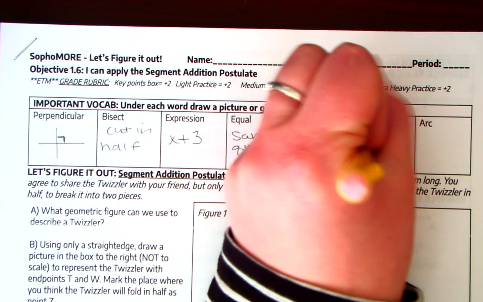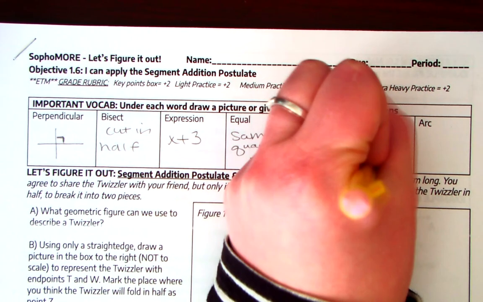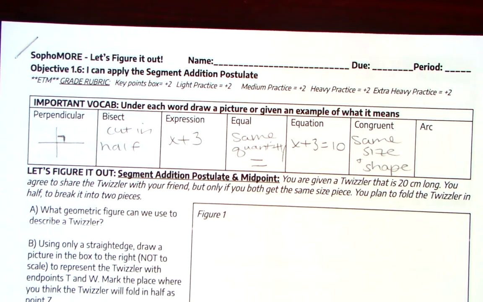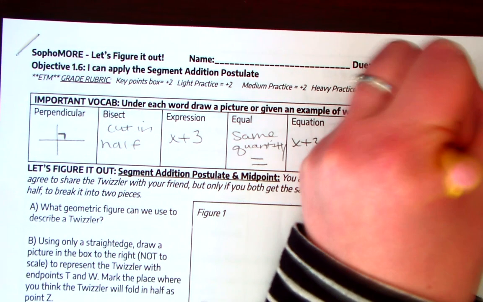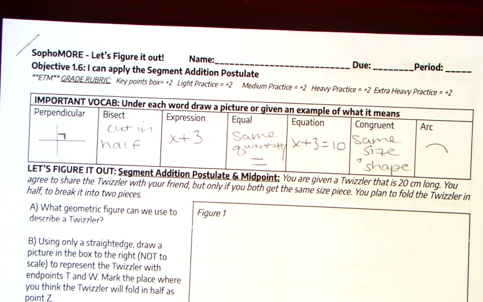Congruent means same size and shape. So it's when we're talking about things being the same in size and shape versus quantity. And then an arc is just a curve. All right, so in class, we discovered how we could use the segment addition postulate with Twizzlers.